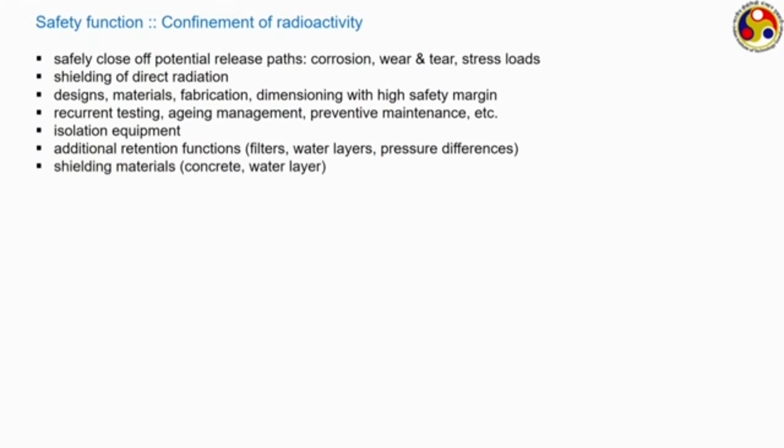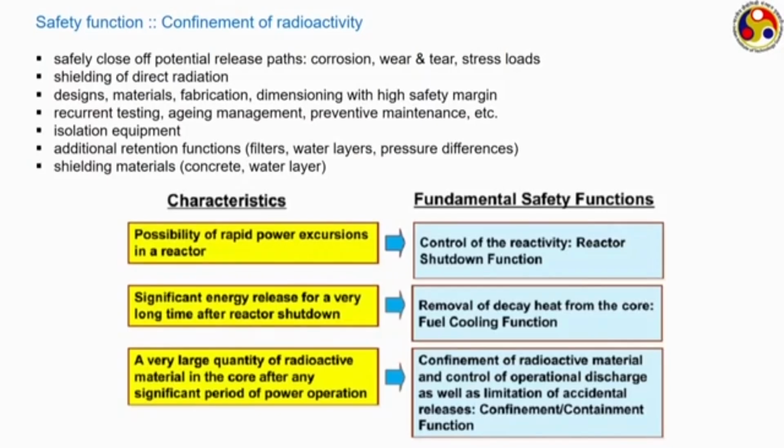There are several levels of shields provided around the reactor, like those made of concrete. We can also have water layers. Water has a reasonably high neutron absorption cross section, so it can absorb neutrons, thereby providing a way of reducing the reactivity inside the core. These are the fundamental 3 characteristics that I mentioned.